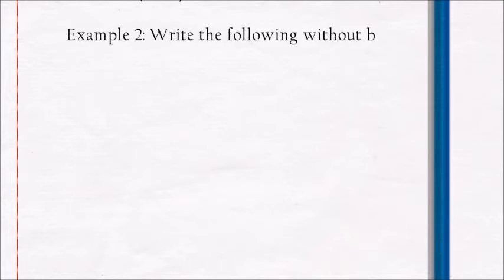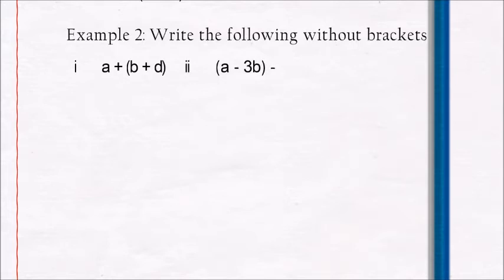Alright, so quickly we move to example 2. And in example 2, the question says, write the following without brackets. 1. A plus open bracket B plus D close bracket. 2. Open bracket A plus 3B close bracket minus 2C. 3. 2A plus open bracket B minus 4C close bracket.